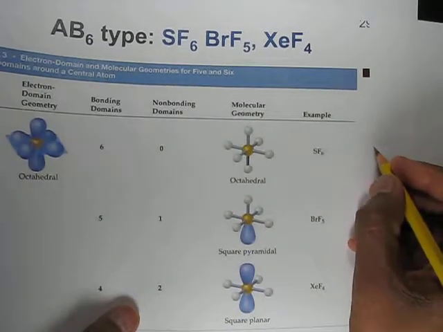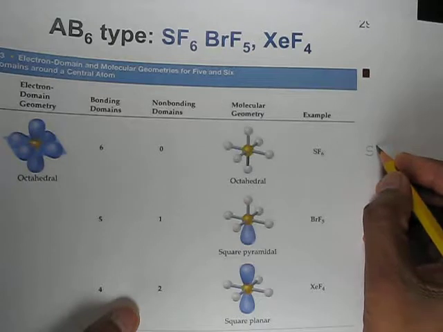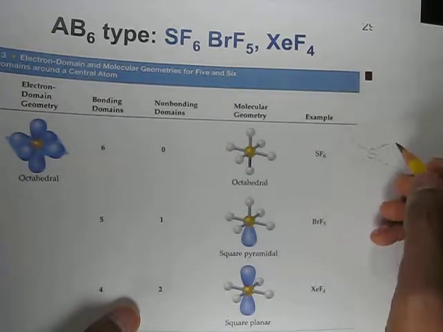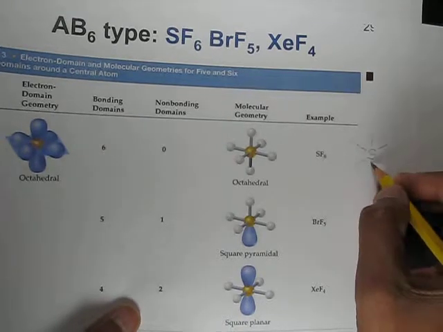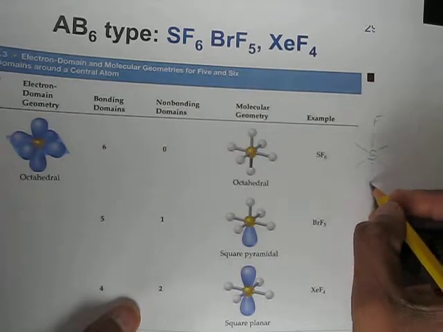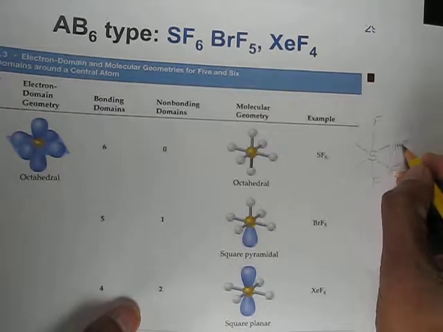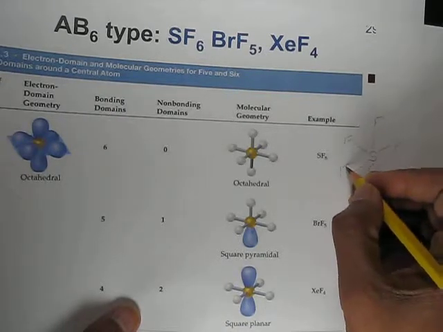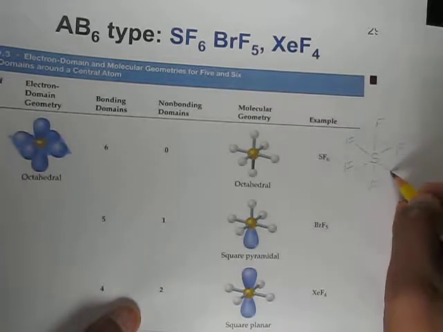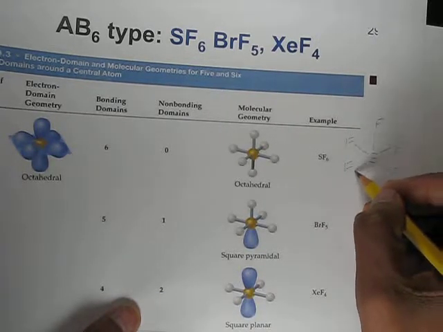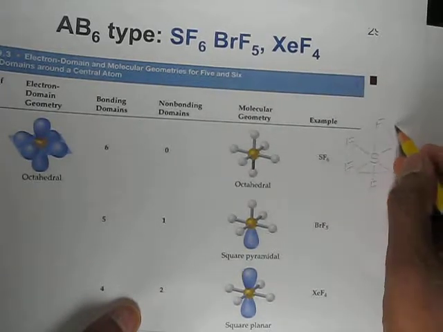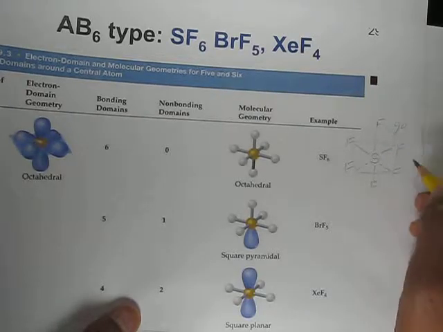Sulfur will be in the center, and then these 4 fluorines will be in one plane, and of the 2 other fluorines, one will be on the top and one at the bottom. So they will be like this, and the bond angle between these two will be 90 degrees, and these two will also be 90 degrees.